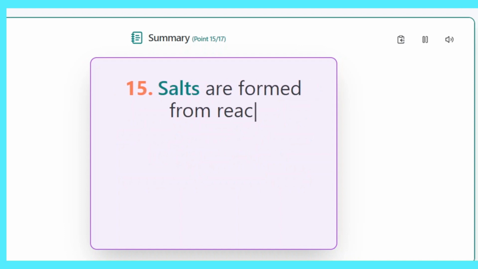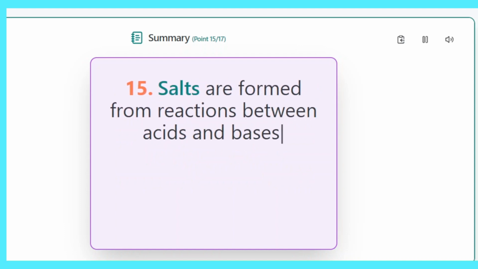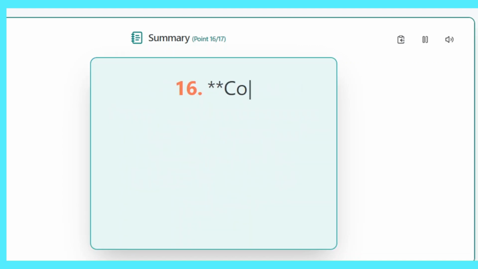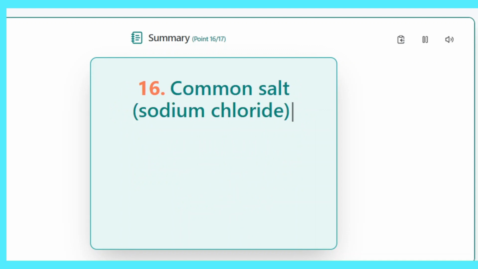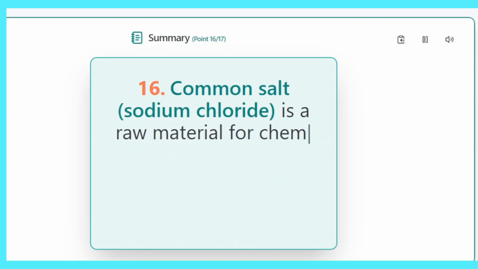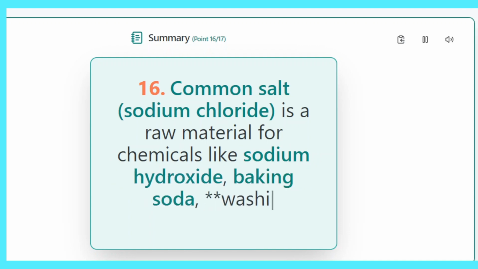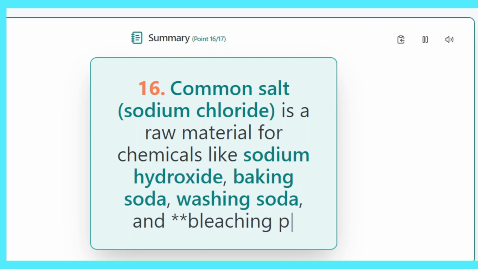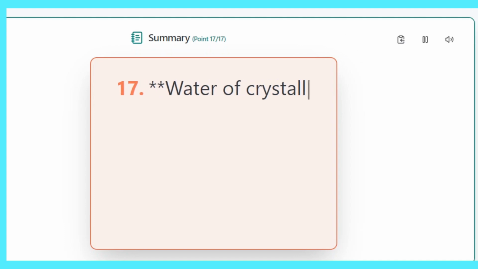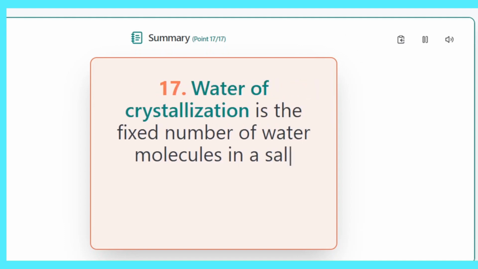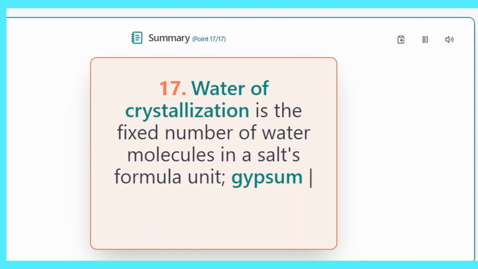Salts are formed from reactions between acids and bases and belong to families based on common radicals. Common salt, sodium chloride, is a raw material for chemicals like sodium hydroxide, baking soda, washing soda, and bleaching powder. Water of crystallization is the fixed number of water molecules in a salt's formula unit. Gypsum and plaster of Paris are examples.